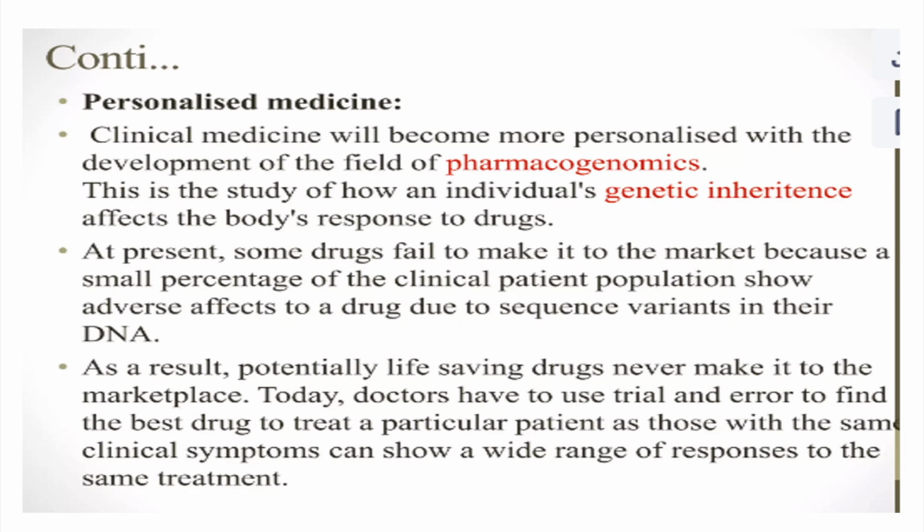So, if we talk about the conventional method which we are using, that is population based medicine. It means the medicine is based on populations, but with the help of bioinformatics, it will be personalized medicine. It means that it is person based. As a result, potential life-saving drugs never make it to the marketplace. Today, doctors have to use trial and error to find the best drug to treat a particular patient, as those with the same clinical symptoms can show a wide range of response to the same treatment.